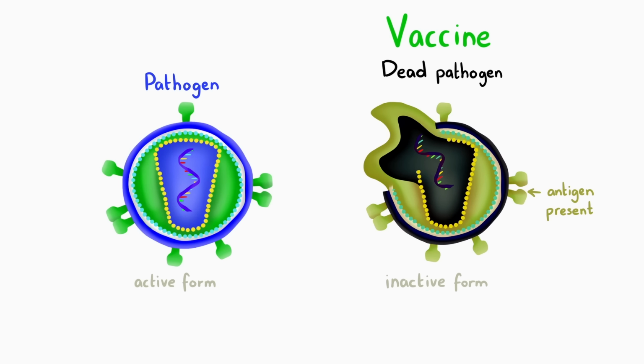Vaccines typically contain dead or inactive forms of pathogens. These cannot cause the disease but still carry antigens, the molecular structures that trigger an immune response. When these weakened pathogens are introduced into your body, usually by injection, your white blood cells recognize them as foreign. This stimulates your immune system to produce antibodies that specifically target those antigens.